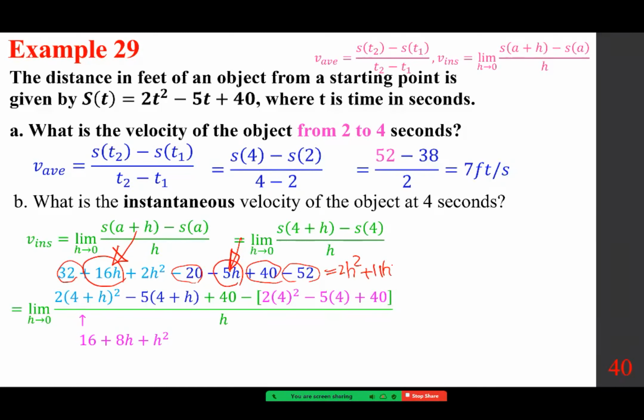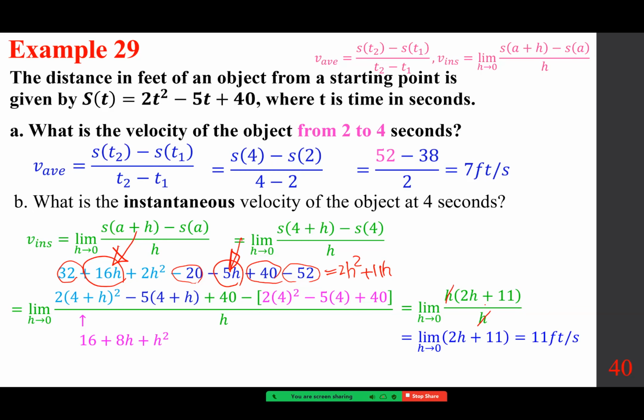The numerator has 2 terms, and we're going to take the common factor of h out. And when you apply h equal to 0, you get 11 feet per second. Units of the numerator over the units of the denominator. And the instantaneous velocity has the same unit as the average velocity.